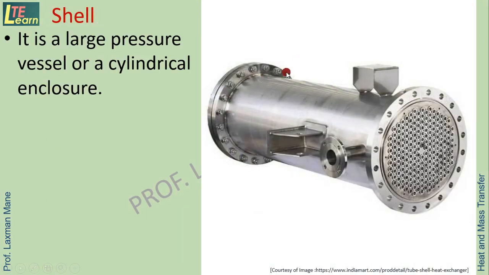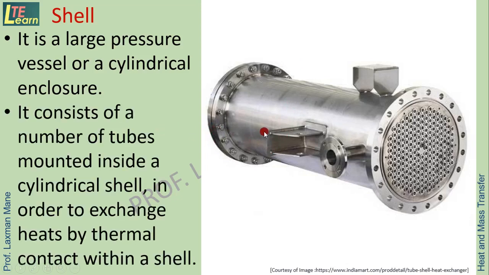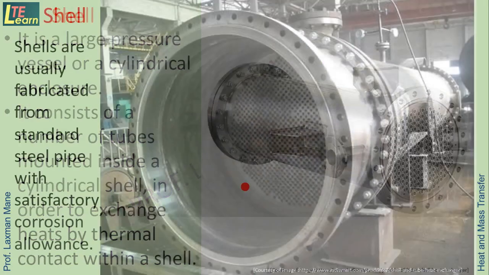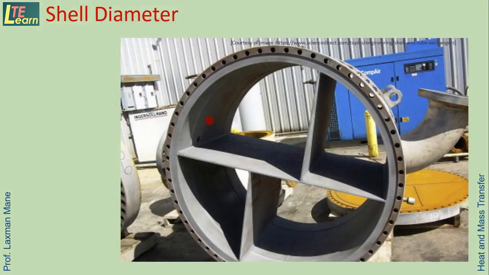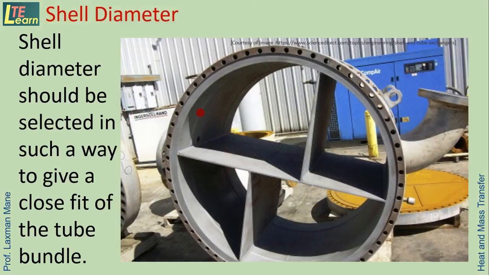Shell is a large pressure vessel or a cylindrical enclosure. It consists of a number of tubes mounted inside a cylindrical shell in order to exchange heat by thermal contact within the shell. Shells are usually fabricated from standard steel pipe with satisfactory corrosion allowance. Shell diameter should be selected in such a way that it will give a close fit of the tube bundle.